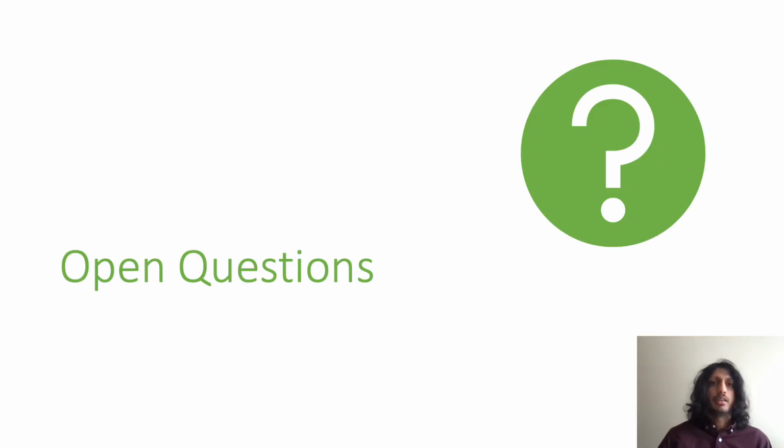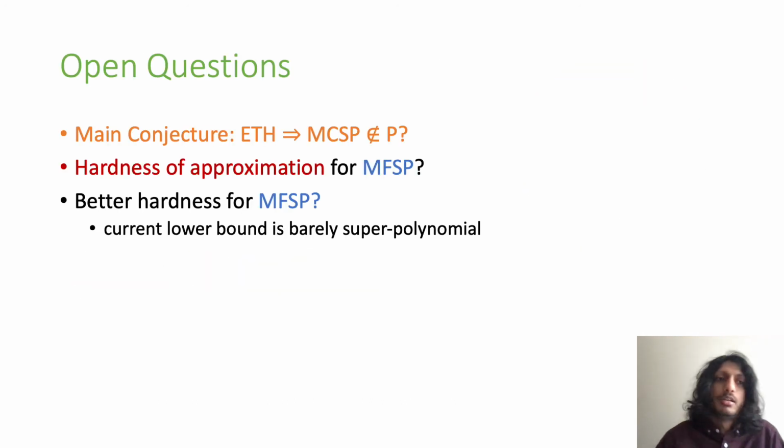Okay, so finally I'll end with some open questions. Kind of the most interesting question that I want to solve, the one that's been bugging me, is this main conjecture that we mentioned earlier. Does ETH imply that MCSP is not in P? But even coming back to MFSP, there are still some pretty interesting questions. For example, can you prove hardness of approximation for MFSP? The current result basically gives no hardness of approximation. You should be able to do better than that.